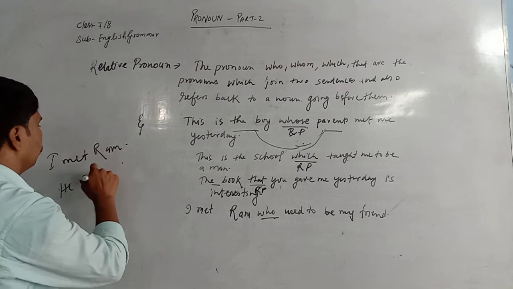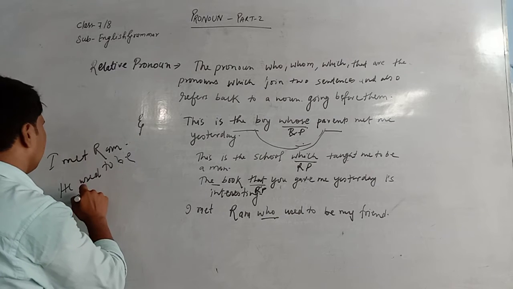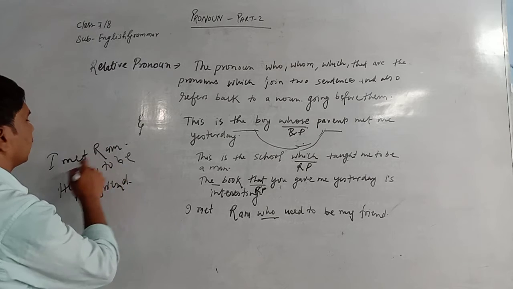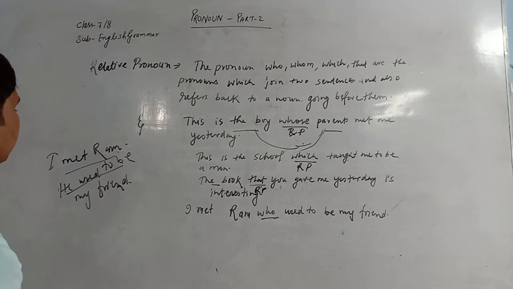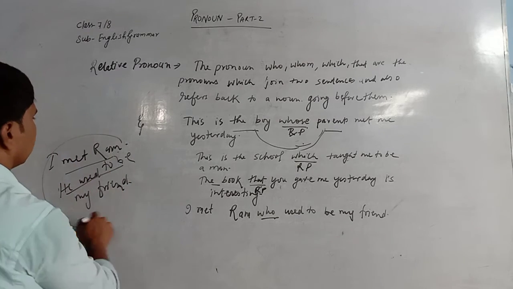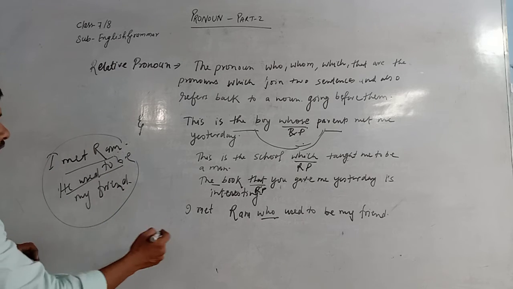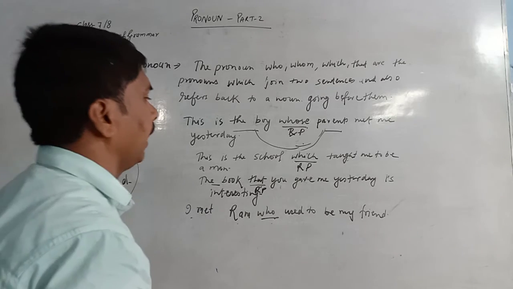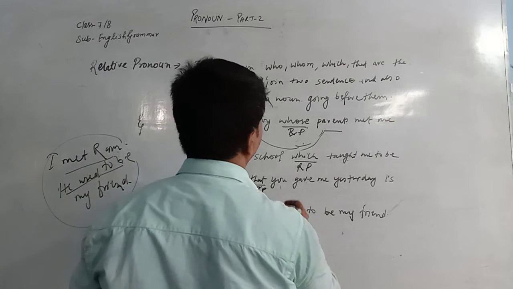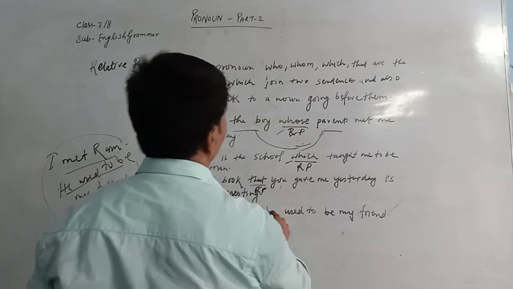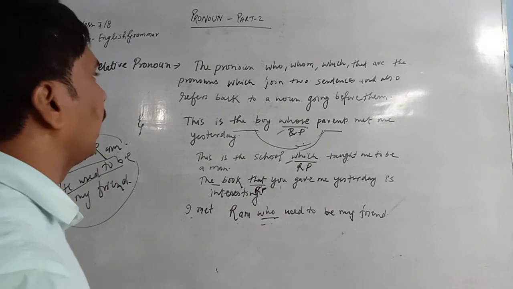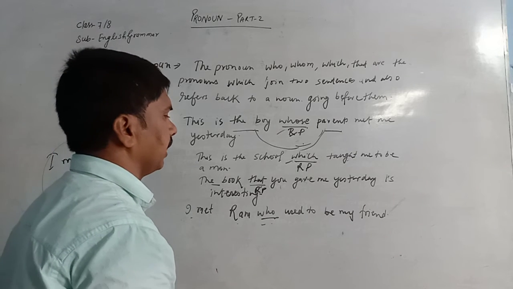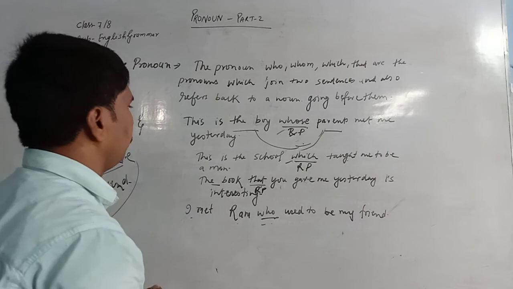He used to be my friend. So you can see there are two sentences. I met Ram. He used to be my friend. So these two sentences are joined together by this. I met Ram, who used to be my friend. So in this way, whose, which, who, what, that are used as relative pronoun because it's joining two sentences. Hope you are getting it.